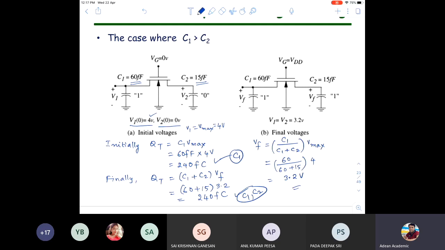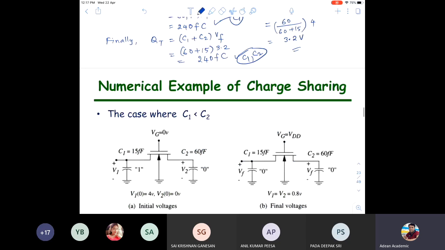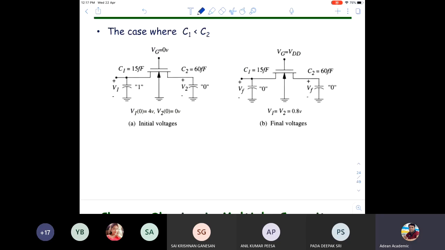Now, this is for C1 greater than C2. Next, we'll see C1 less than C2. C1 less than C2 again, the initial charge, initially, Qt is equal to C1 into Vmax. Here C1 is 15, C2 is 60. I just interchange the capacitor values because C1 is less than C2. Now I'll take this C1 is 15 femtofarads into Vmax is 4 volts.